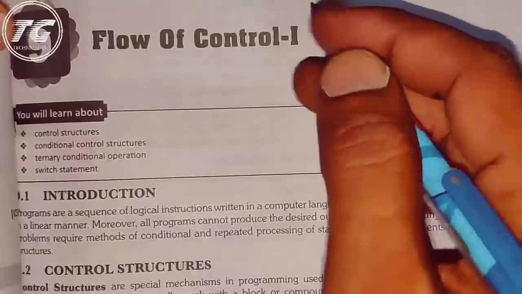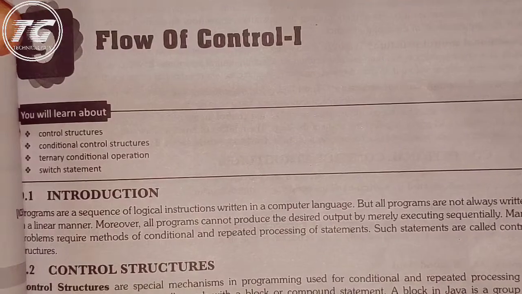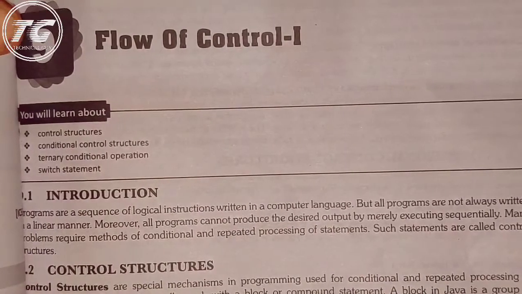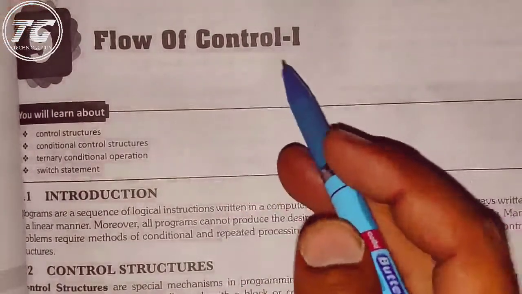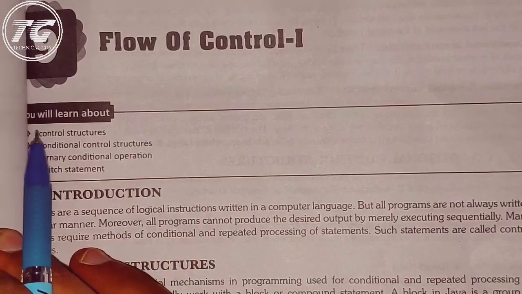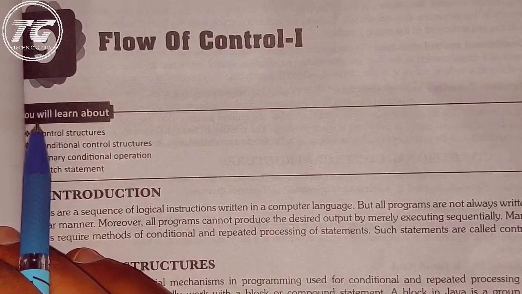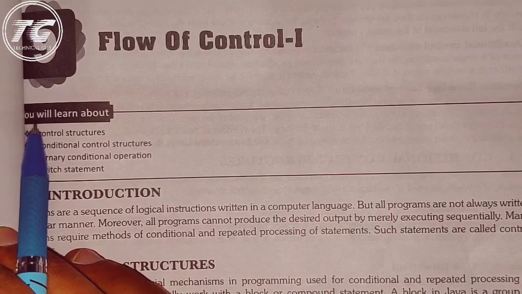Good morning, dear students. Today we will start chapter number 9, that is Flow of Control 1. And in this chapter, we will talk about various control structures in Java.